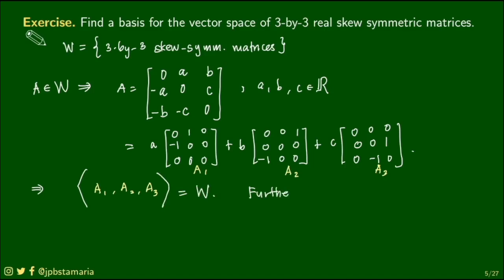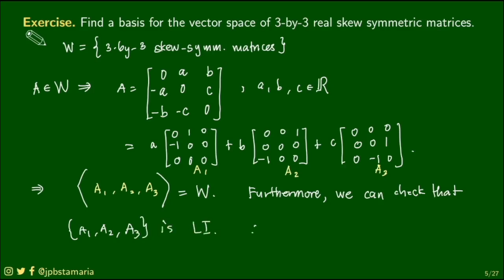Furthermore, we can check that the set consisting of these matrices A1, A2, and A3 is linearly independent. Therefore, the set A1, A2, A3 forms a basis for W. Okay, I hope that you get the idea of this example.